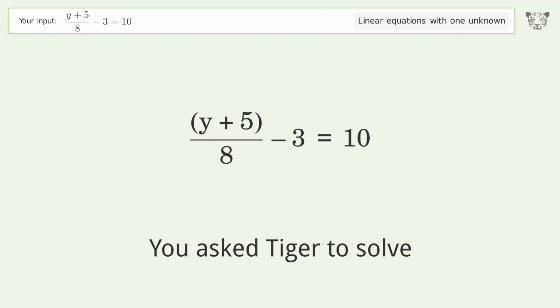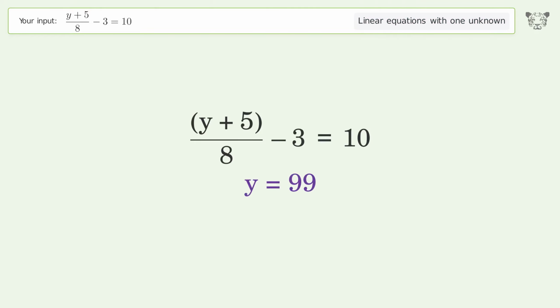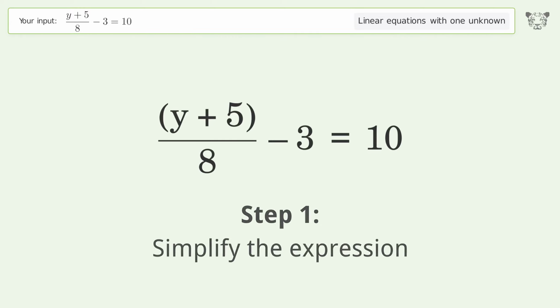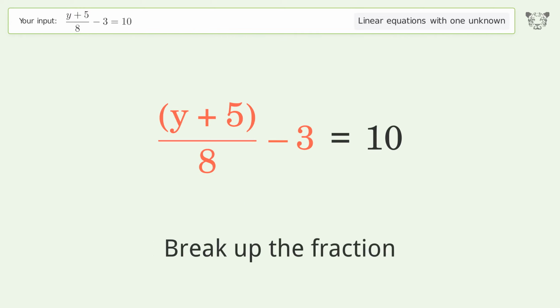You ask Tiger to solve. This deals with linear equations with one unknown. The final result is y equals 99. Let's solve it step by step. Simplify the expression. Break up the fraction.